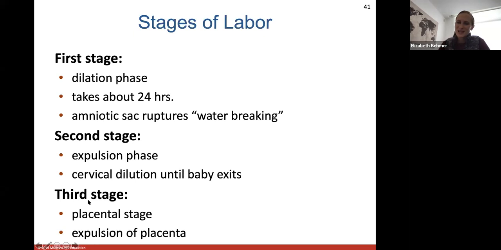And then the third stage, some people forget about this, you actually have to push out the placenta as well. So after you push out the baby, and by then you're just happy that the baby's there, you still have to push out the placenta as well.